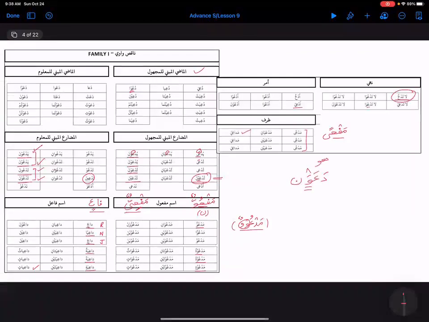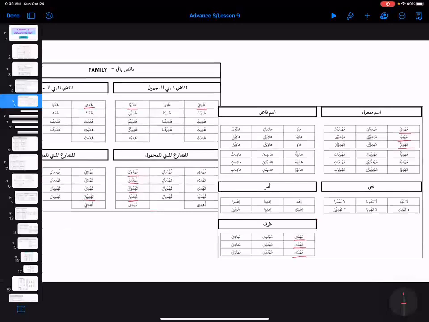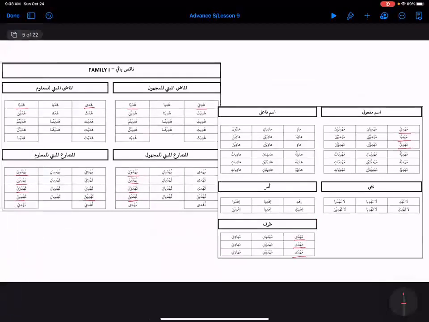Okay, so now we have naqis yai, and hada is the verb now. So let's do, who else is ready for this verb?